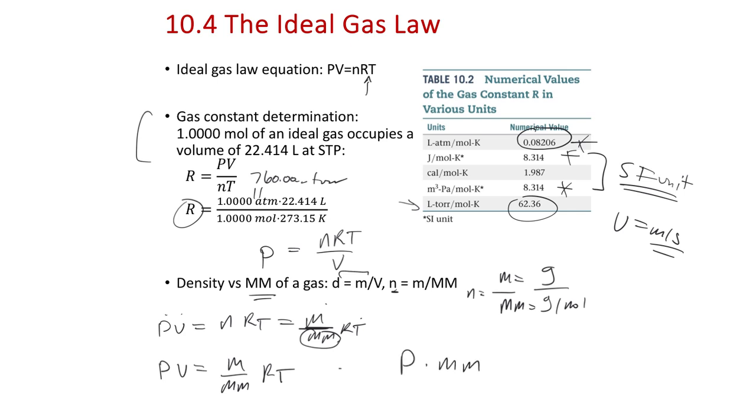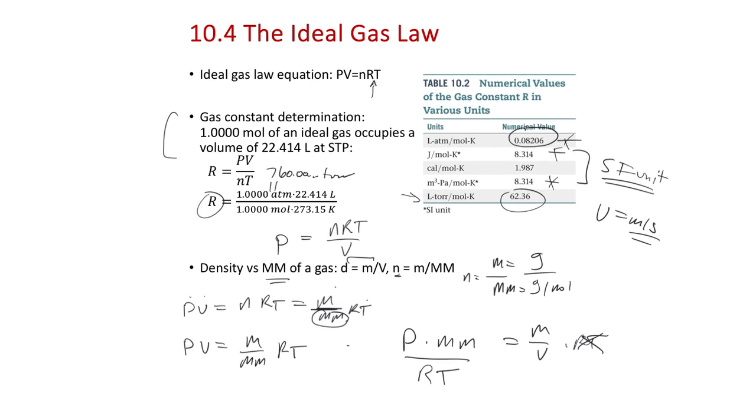Let's get molar mass to the left side of the equation. M over V, dividing both sides by volume, and then times RT. And then I can divide both sides by RT, and then have pressure times molar mass over RT is equal to M over V, where of course this is equal to our density. So we can write that density is equal to pressure times molar mass over the gas constant times temperature.